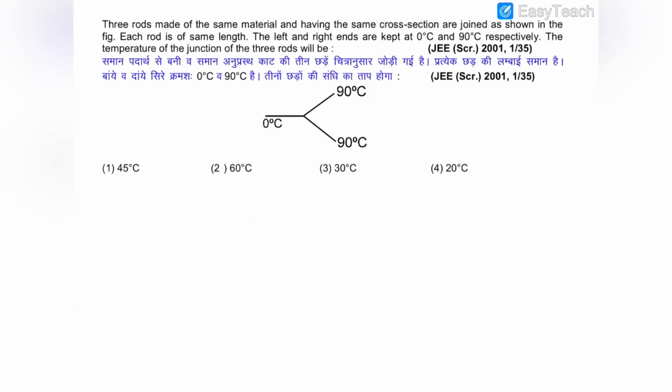In this question, you can see that there are three rods. Each of them has the same material and the same cross-section area, and they are joined as shown. These ends are maintained at these temperatures, so we have to find out the temperature at the junction T. Let us first of all apply the nodal analysis. The linear dimensions of all the rods and the thermal conductivity K are the same. Therefore, we can assume the resistance of all three rods to be the same.